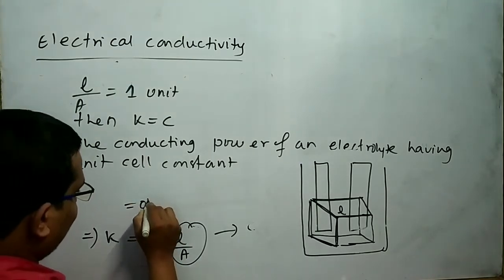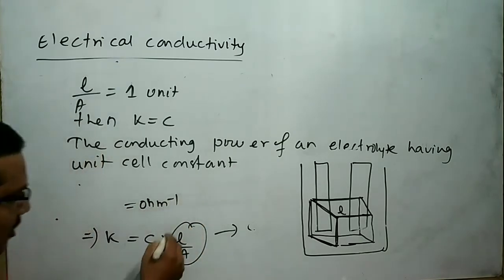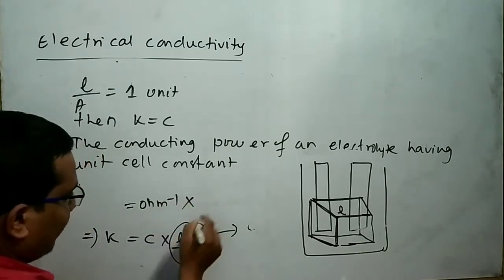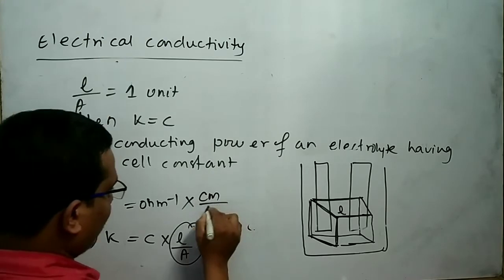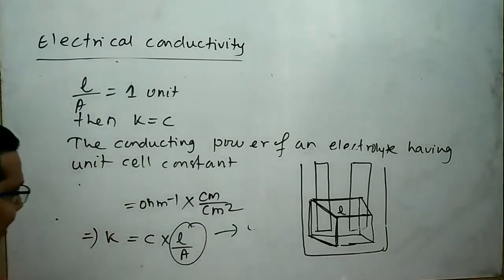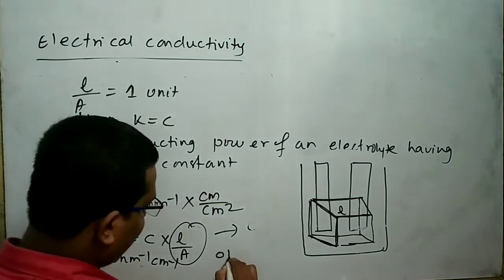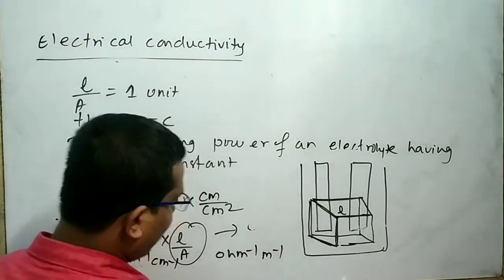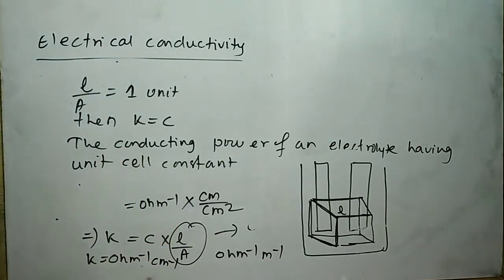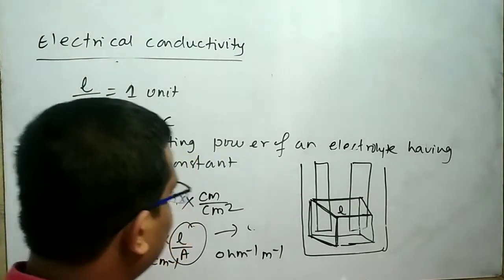C for I can write ohm inverse, and L for centimeter, A for cm square. Finally, the unit of K is ohm inverse cm inverse. We can also write ohm inverse meter inverse. This is your CGS unit. This is your SI unit.